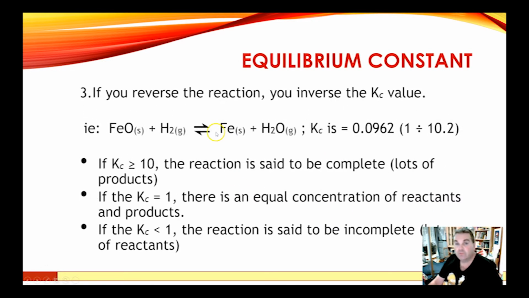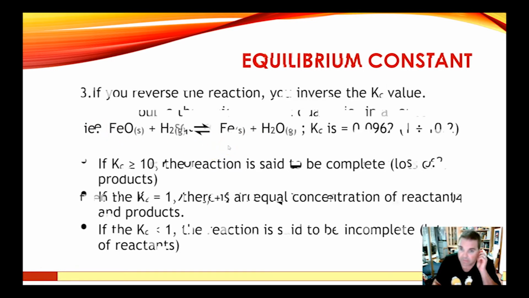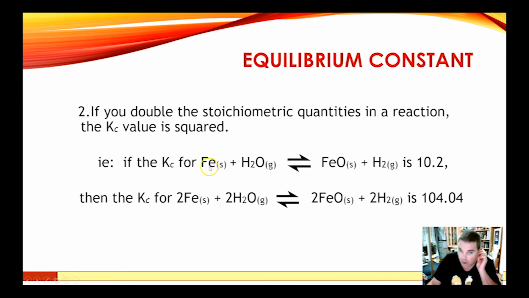The final rule is if you reverse a reaction, you invert the Kc value. Hopefully that makes sense as well, because the Kc value is concentration of products over reactants. If you flip the reaction around, you're going to end up with reactants over products, and so you're going to invert your Kc value. So here, notice this one back here: iron plus water vapor to form iron oxide and hydrogen gas. So iron plus water vapor are the reactants.